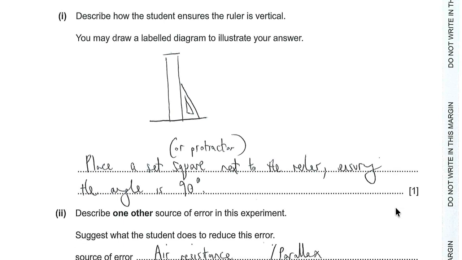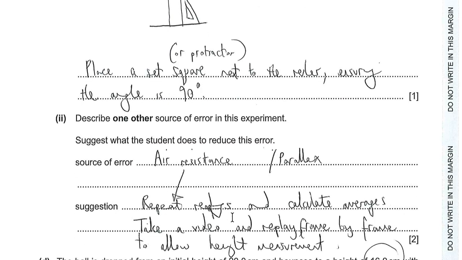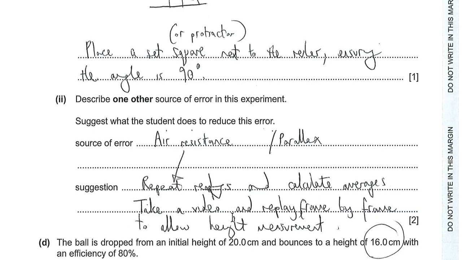Okay, some more sources of error. I've gone for 2 here just for fun. Why not? The first one was air resistance and the second one was parallax. I thought there could be some air resistance in the readings, which would cause some random variation. Well, what we do with that, we take multiple data sets, repeat them, and calculate averages. Notice in the question they've not talked about calculating any averages.